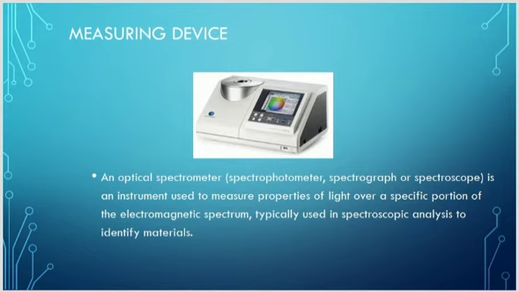Next one, measuring device. Different measuring devices are used, such as digital displays, analog meter, etc. Nowadays, some instruments are also provided with an automatic recorder with a pen and graph.